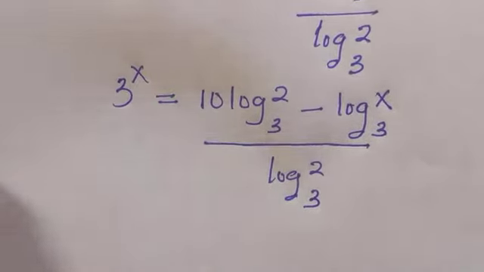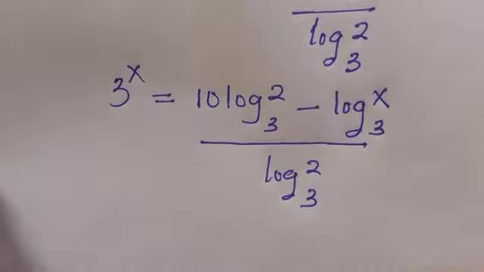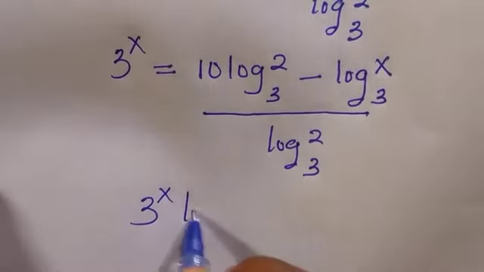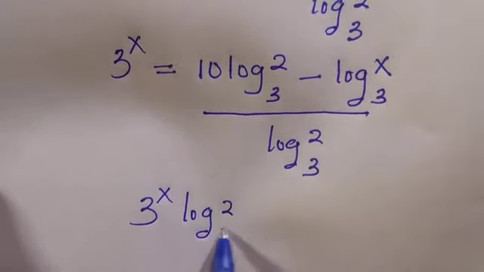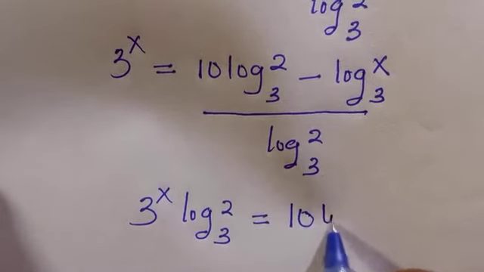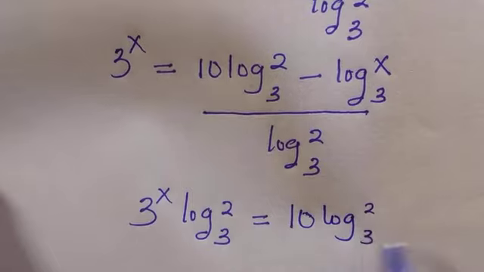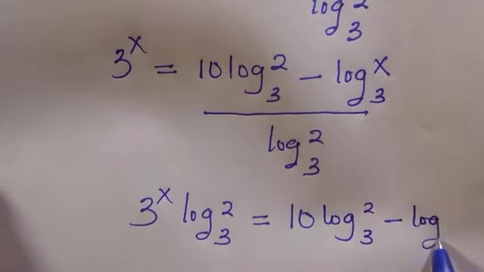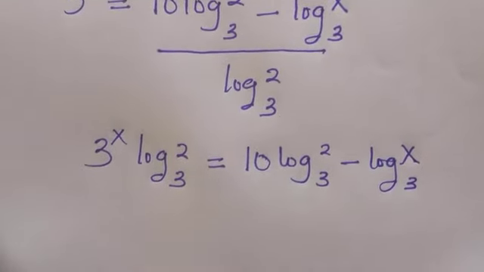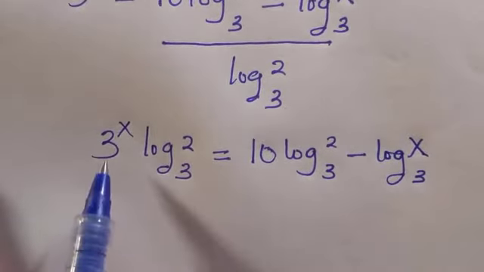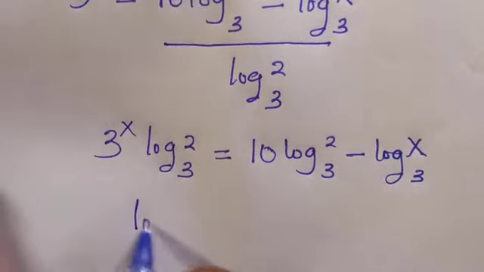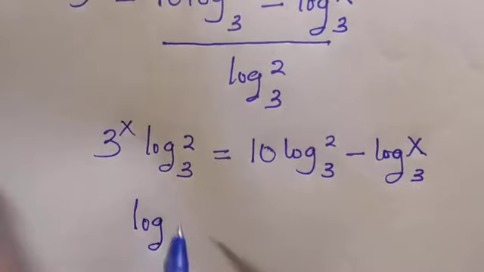So the next thing to do is we are going to cross multiply. That is, we multiply 3 raised to the power x with log 2 base 3, and everything equals 10 log 2 base 3 minus log x base 3. So the next thing to do here is the coefficient of this log 2 base 3 will take it to the power of 2, and it becomes log of base 3.